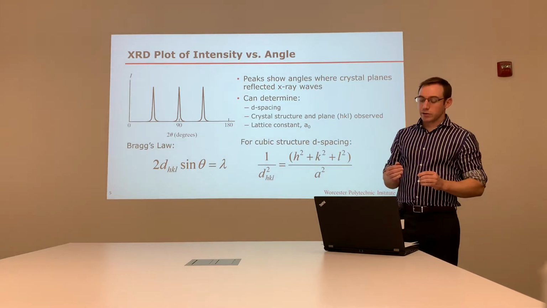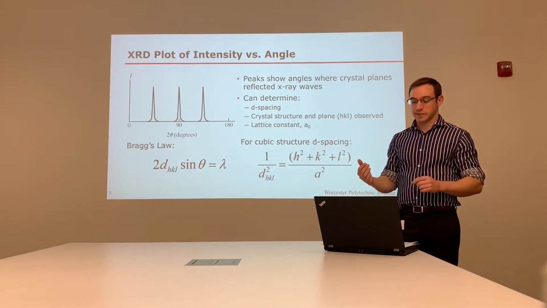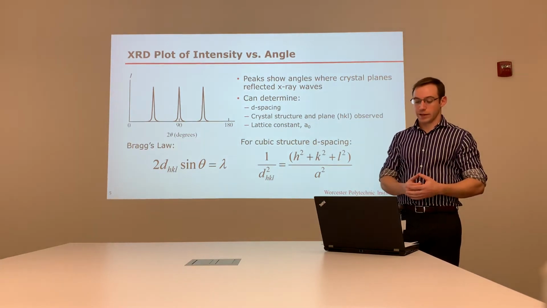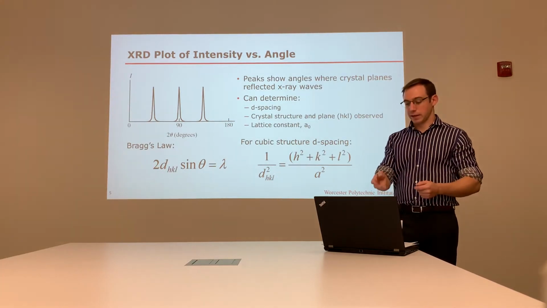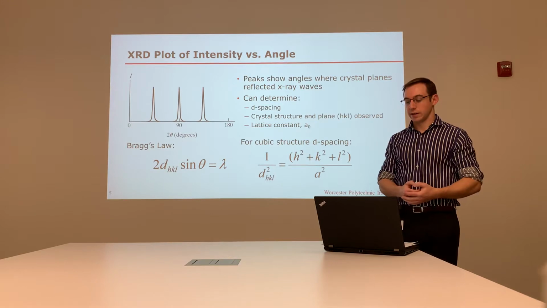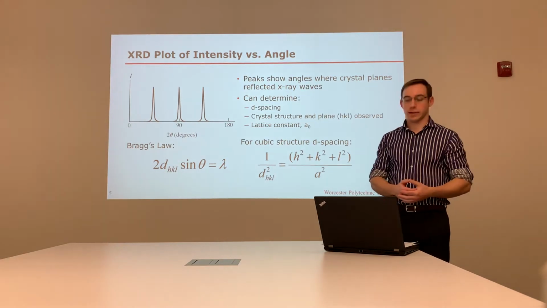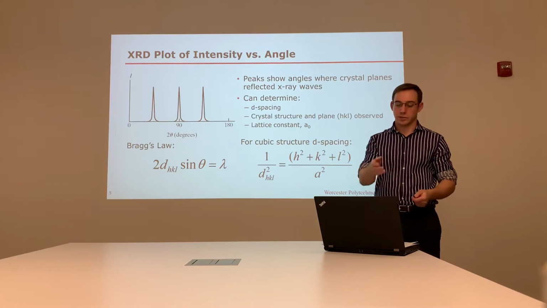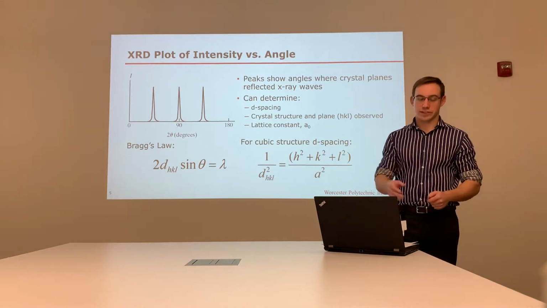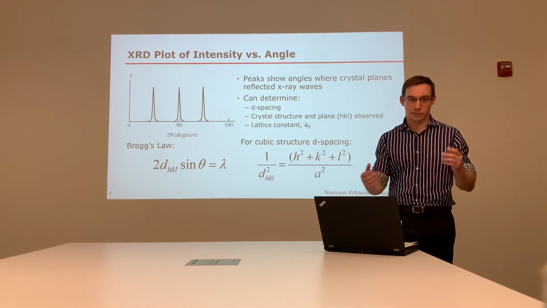So from this information we can determine the d-spacing through Bragg's law, and with that d-spacing we can then determine what plane we're looking at and what the lattice parameter of that specific structure is through a certain relation. So for a cubic structure, it's this relation. For other structures, the formula changes.